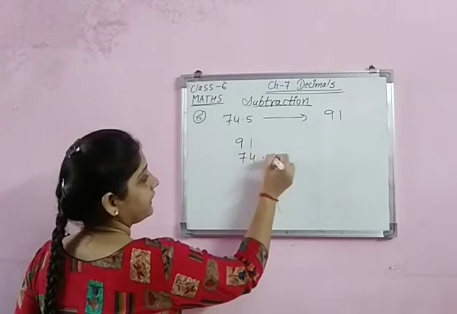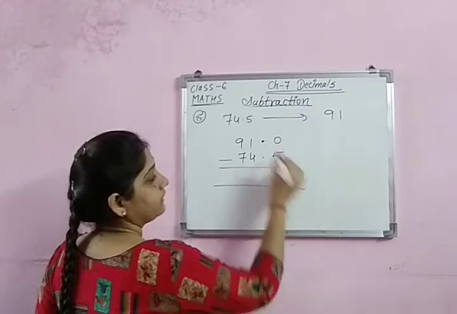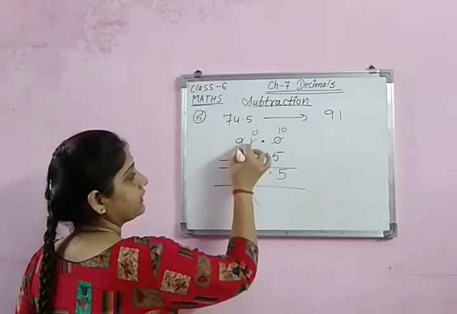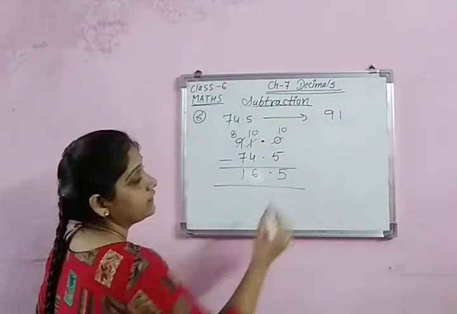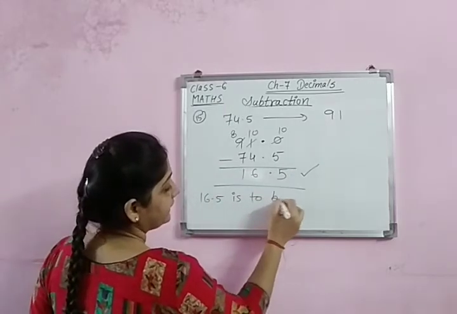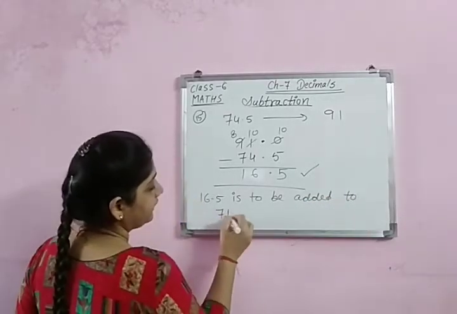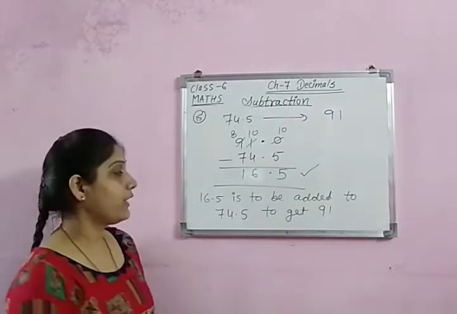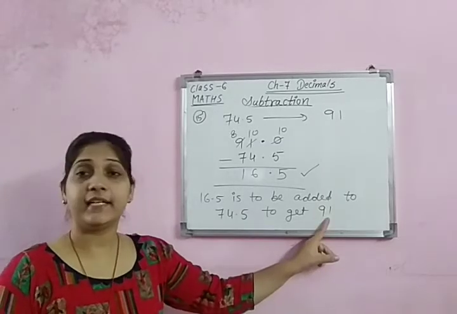91 subtract करना है 74.5. So here we have to write 91.0. Let's subtract. It will be 0. 10 minus 5, 5. This will be 8. 10 minus 4, 6. And 8 minus 7, 1. So 16.5 is to be added to 74.5 to get 91. So when you are adding 16.5 in 74.5, you will get 91.